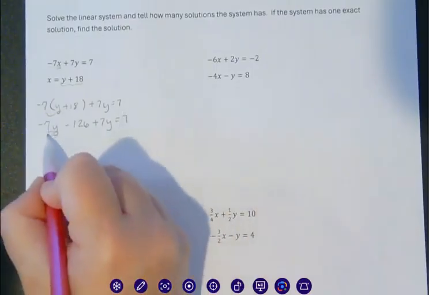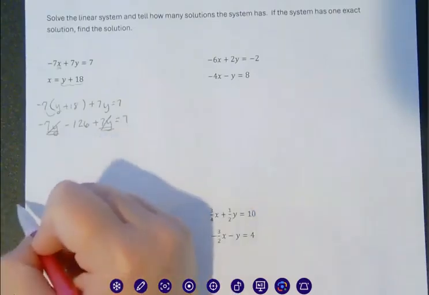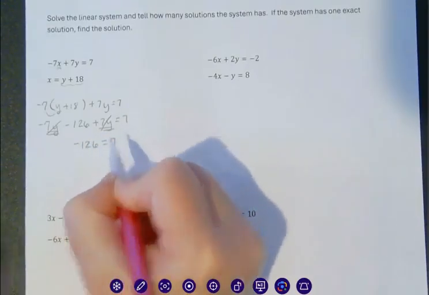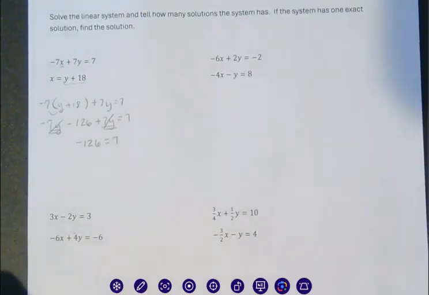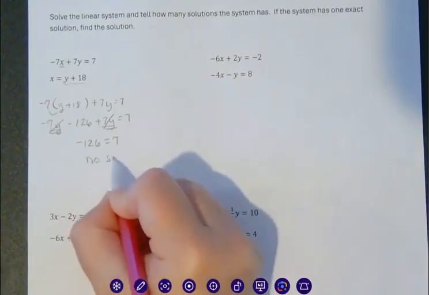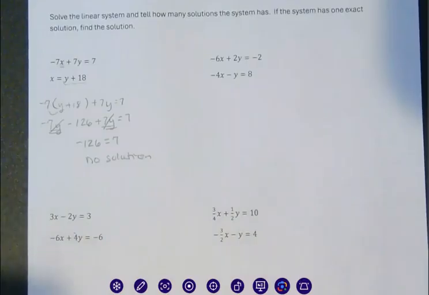And if you'll notice, when I go to combine my like terms, the negative 7y and the positive 7y cancel. And I'm left with negative 126 equals 7. And I know that's a false statement. Negative 126 does not equal 7. So this must be one where there is no solution. So not only does it not have one exact solution, it doesn't have a solution at all. And I know then that if I was asked on the graph, that would make parallel lines.